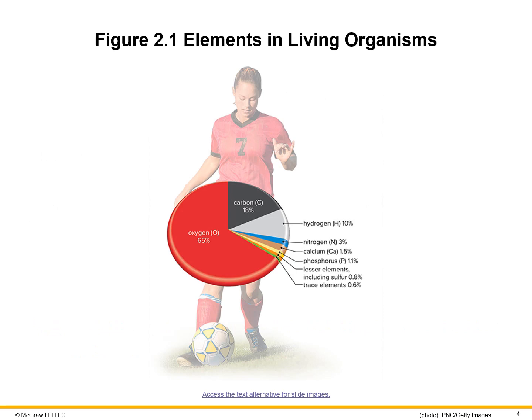This figure is actually on page 22. It gives you a breakdown of the elements in living organisms. So we have a high percent of oxygen, 18% carbon, and then lower amounts of nitrogen, calcium, phosphorus, lesser elements like sulfur, and then some trace elements, and some hydrogen. So you can see the breakdown here.